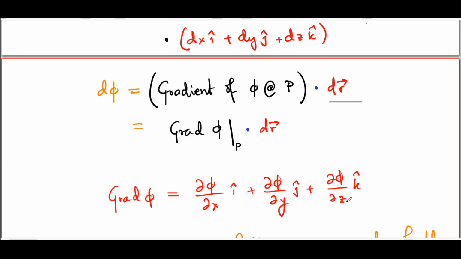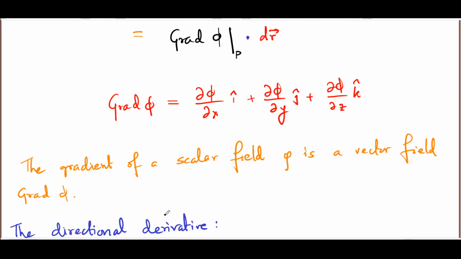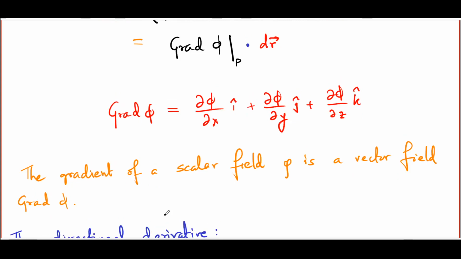So give me a point P with coordinates x, y, and z, I will be able to give you this corresponding vector, grad phi at P. So this of course is a vector field, one which defines a vector at all points x, y, z of the region of interest. So the gradient of a scalar field, phi, is a vector field, grad phi.